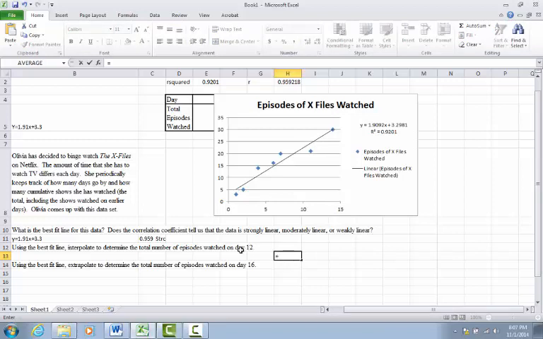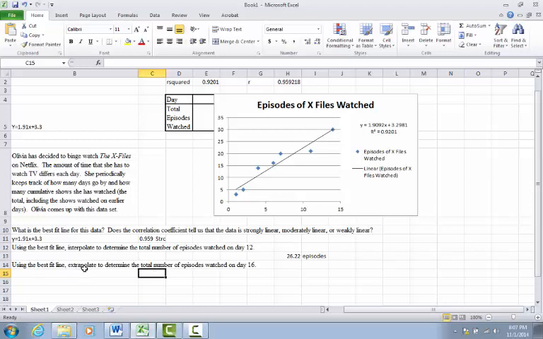If I'm looking at day 12, I'm going to plug in 12 for x because I use day as my horizontal axis. This will be equals 1.91 times 12 plus 3.3. It looks like on day 12 we watched approximately 26.22 episodes total. If we wanted to round this, we would say 26 episodes total.